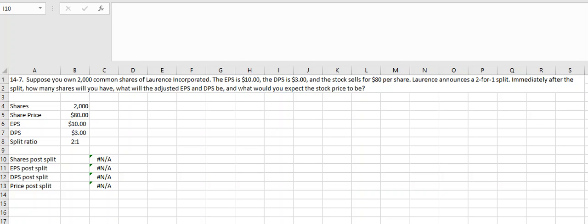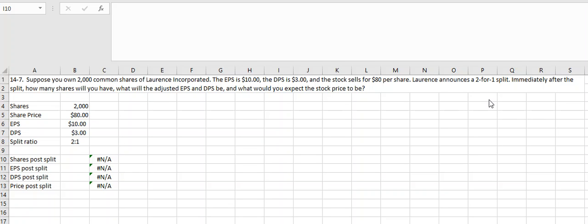Question 14.7. Suppose you own 2,000 common shares of Lawrence Incorporated. The EPS is $10. The dividend per share is $3, and the stock sells for $80 per share. Lawrence announces a 2-for-1 split. Immediately after the split, how many shares will you have? What will the adjusted EPS and DPS be? And what would you expect the stock price to be?